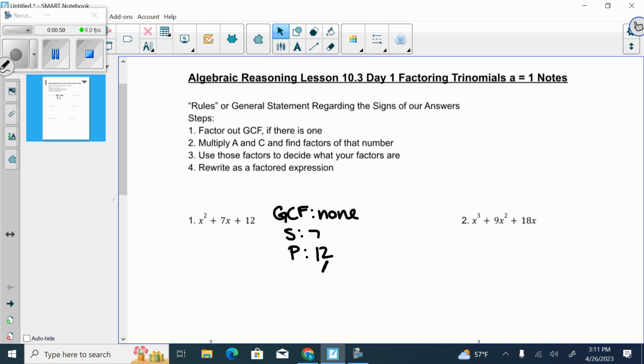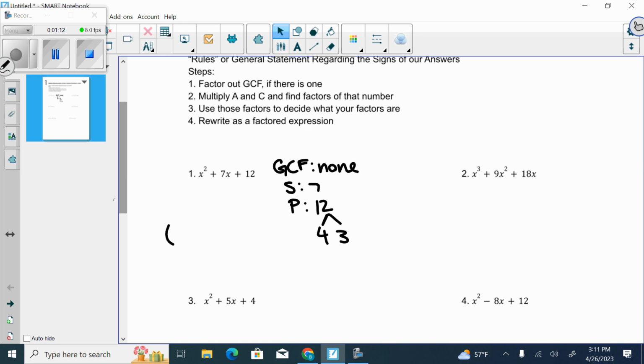Very good. So 4 times 3 is 12, and 4 plus 3 is 7. I want the 4 and the 3 to both be positive numbers, right? And then remember, we write our answer as factors, so they go in parentheses. So I'll have an x, and we said this was going to be a positive 4, so x plus 4. And then I'll have another parenthesis with an x. We said this is a positive 3, so plus 3. That's how we write our answers.